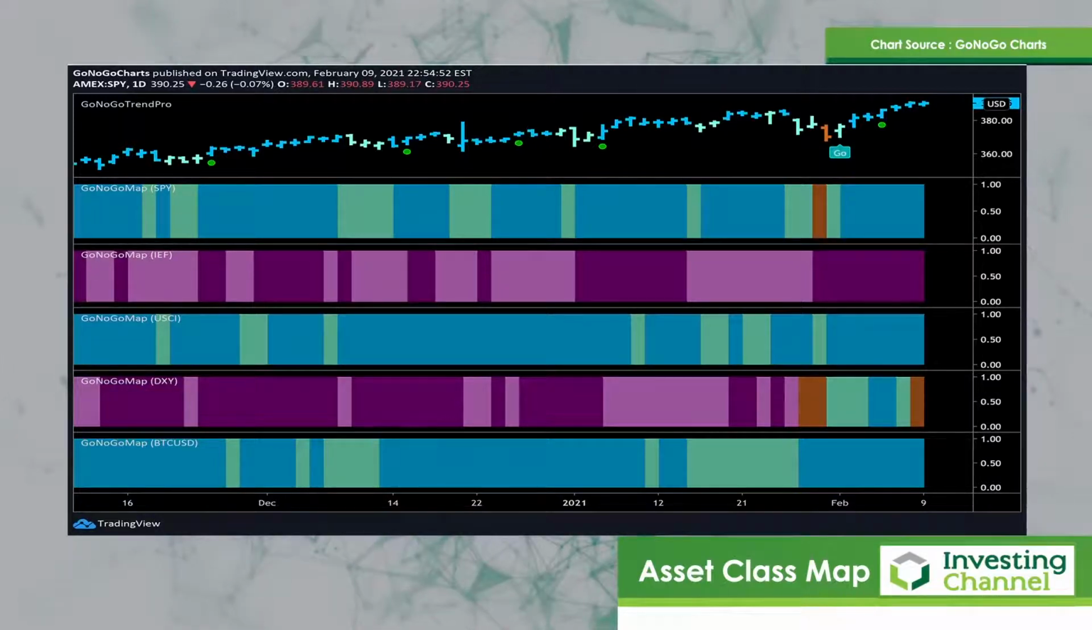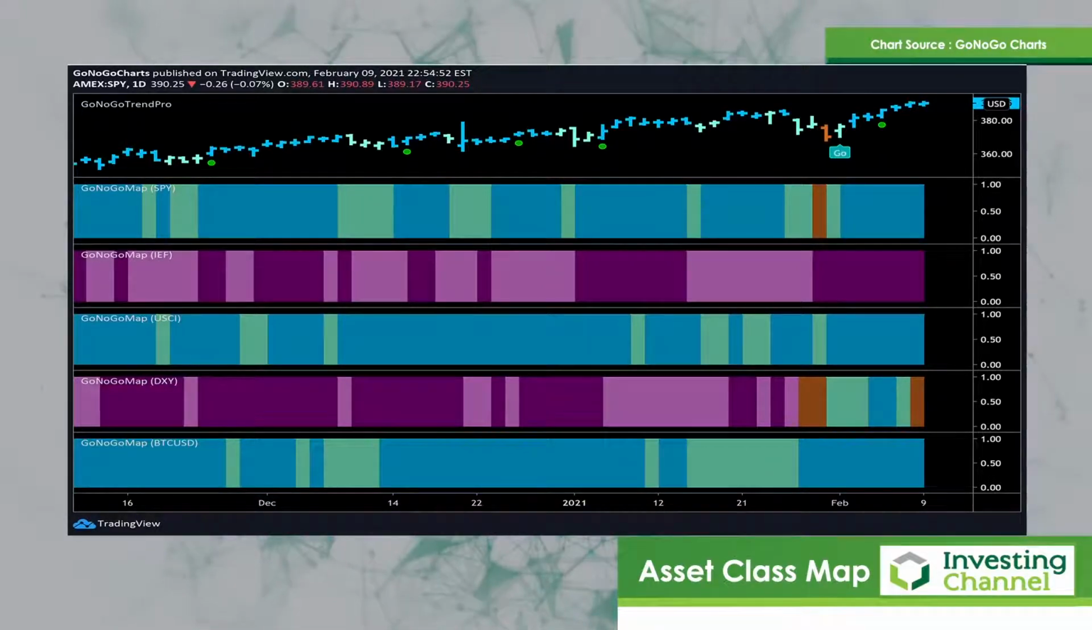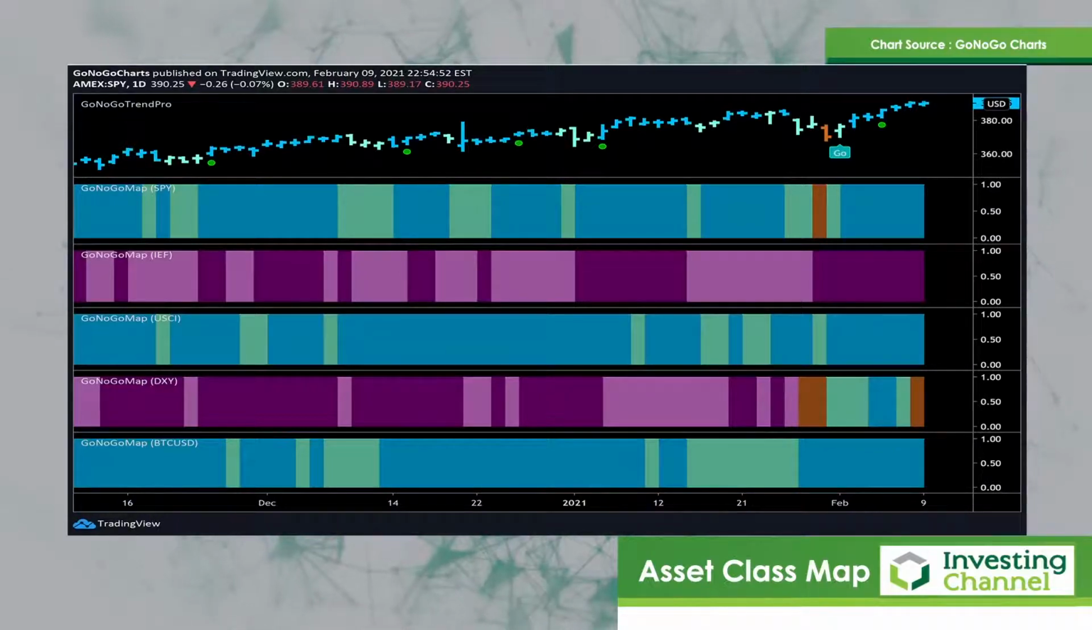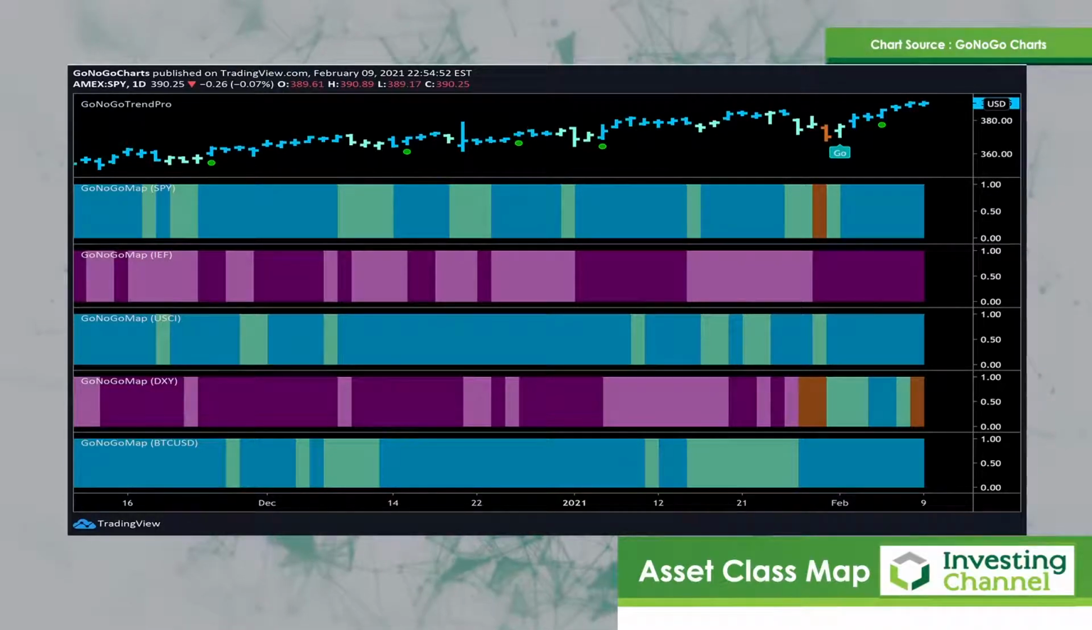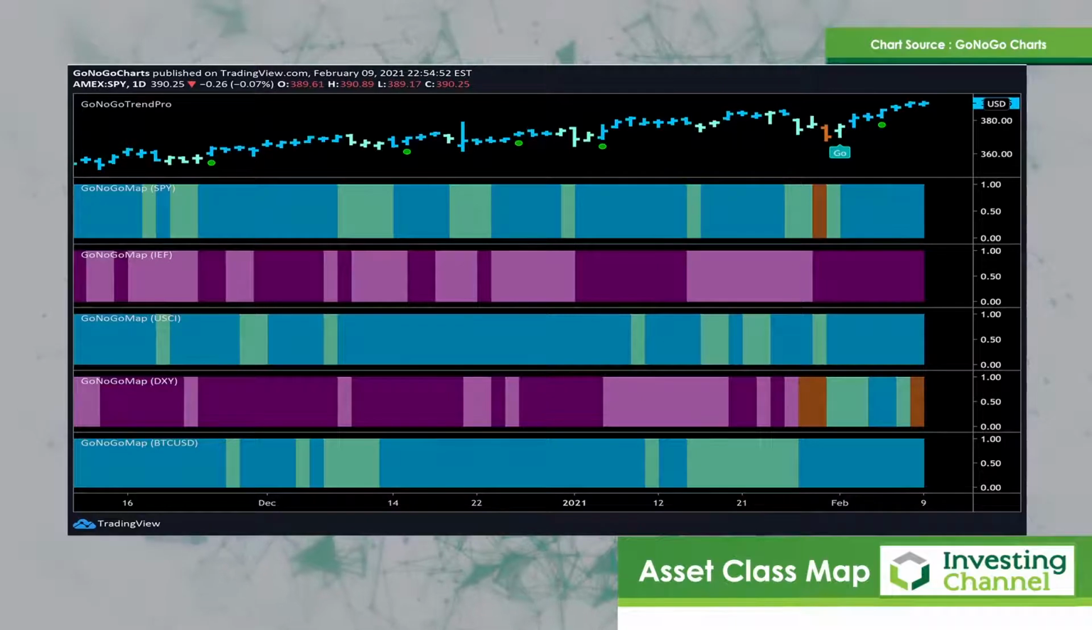Panel 4 is the dollar index, and this one is interesting because after being in a downtrend represented by those purple no-go bars, lately we're seeing some attempt to paint those blue bars of a go trend, although we've seen some amber neutral bars as well coming in. Those bars represent a lack of trend direction, so the dollar will be one that's interesting to look at.